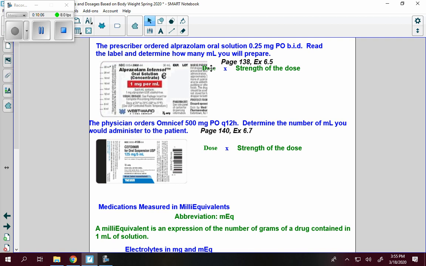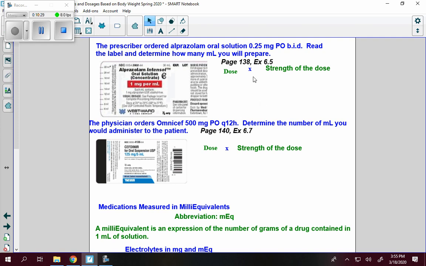All right, here we go. So, the prescriber ordered oral solution, 0.25 milligrams, by mouth, PO, BID, twice a day. If you don't know these yet, you have to know those labels. Know those abbreviations. Read the label and determine how many milliliters you will prepare.